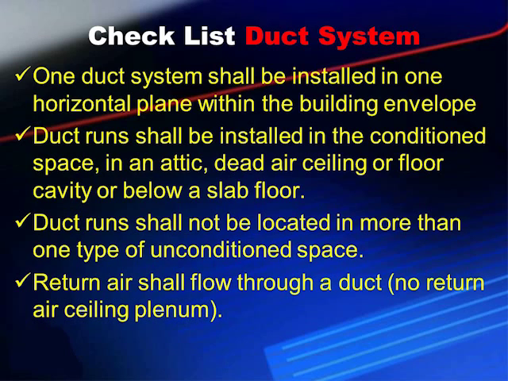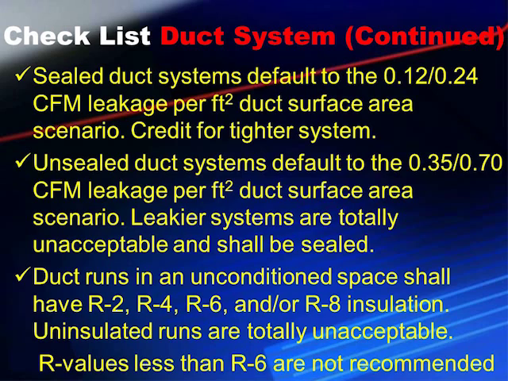Return air shall flow through a duct. No return air sealing plenums. So you've got to run through ductwork. That's good design, guys. Duct systems continued. Sealed duct systems default to the 0.12 to 0.24 CFM leakage per square foot of duct surface area scenario. Credit that for a tighter system. Unsealed duct systems default to the 0.35 to 0.70 CFM leakage per square foot duct surface area scenario. And any leakier systems than that are totally unacceptable and shall be sealed.